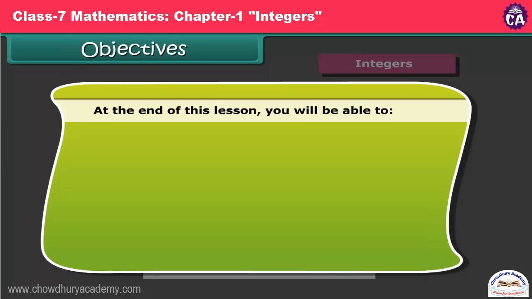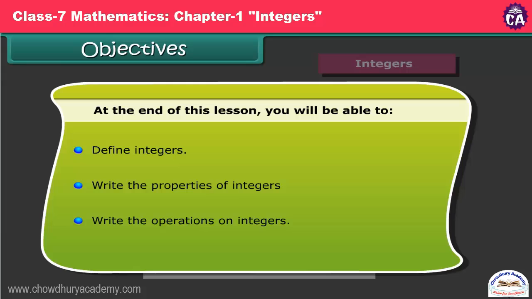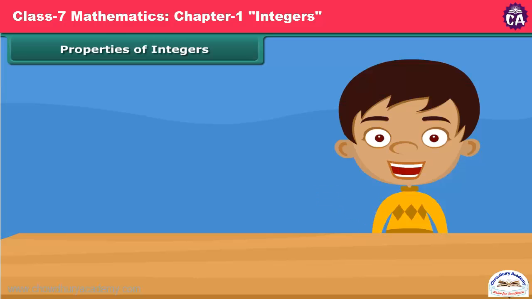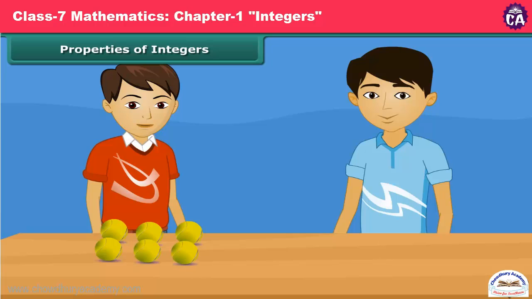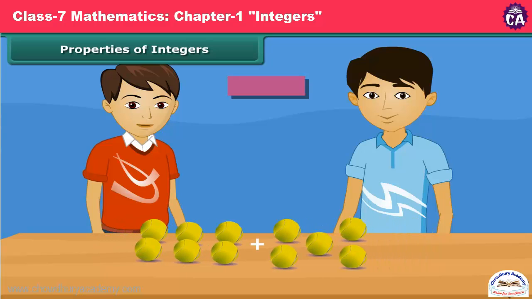At the end of this lesson, you will be able to define integers, write the properties of integers, and write the operations on integers. Students, what do we get if we add two integers? Let us see. Rohan has 6 balls. His friend Sohan has 5 balls. So how many balls are there in total? Yes, 11 balls in total.